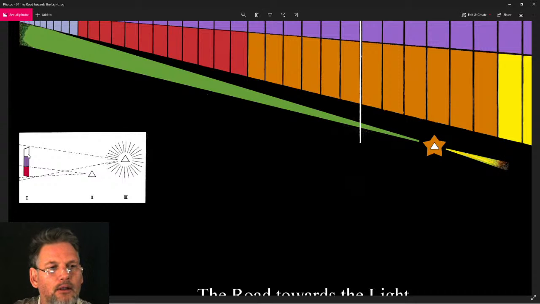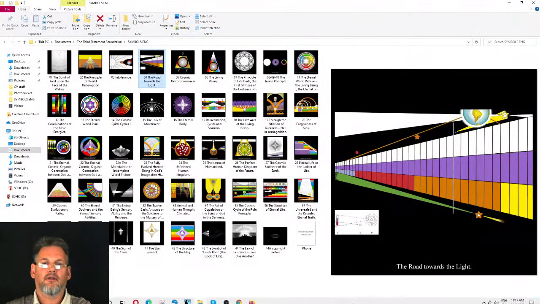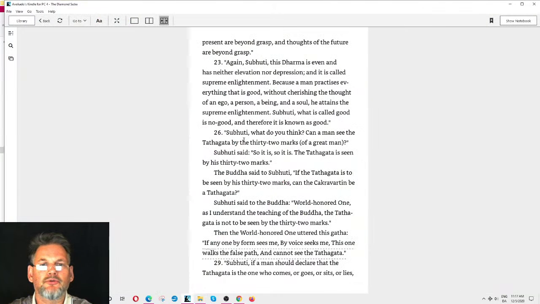No end. But the world of forms has beginnings and ends, and that's why they're temporal, and that's why X1 is eternal, because there's no beginning of X1. It was always there and will always be there, and that's what we also call God in the Third Testament. So let me just start reading a little bit in the Diamond Sutra.